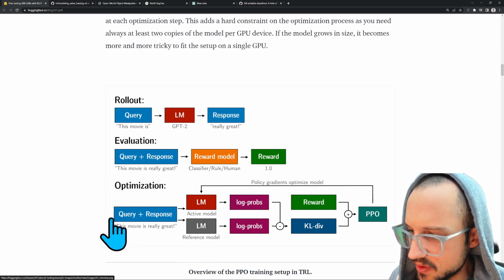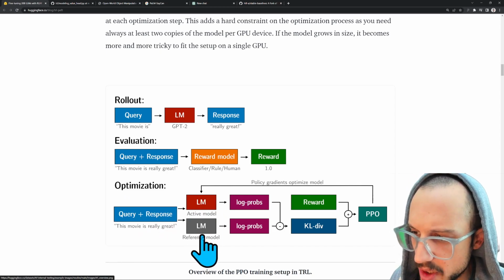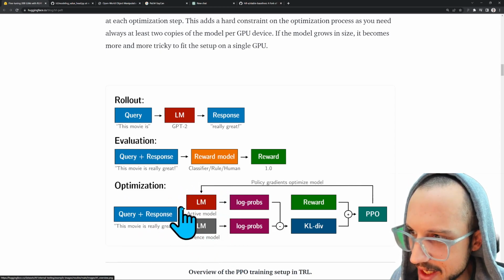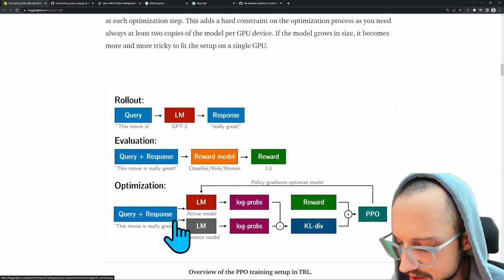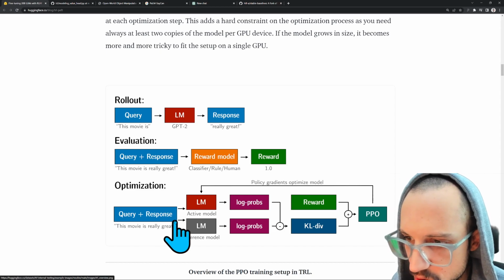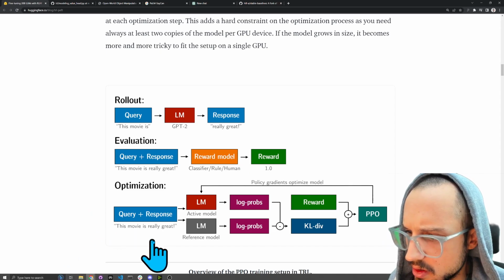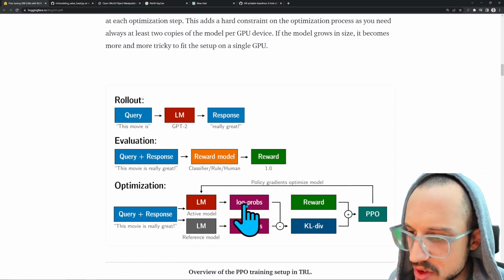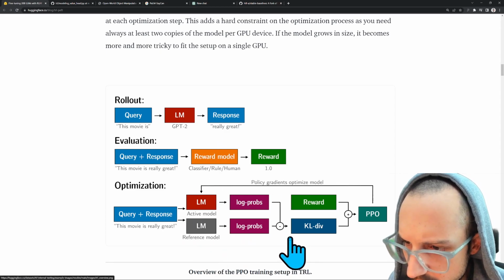Optimization. Once you have the query and the response, you have two different versions of the model. You have the active model and the one that has been fine-tuned, with different versions of the model having had different gradients pushed through them. Both of those are going to output some log probability over what the next token should be, what the response should be.